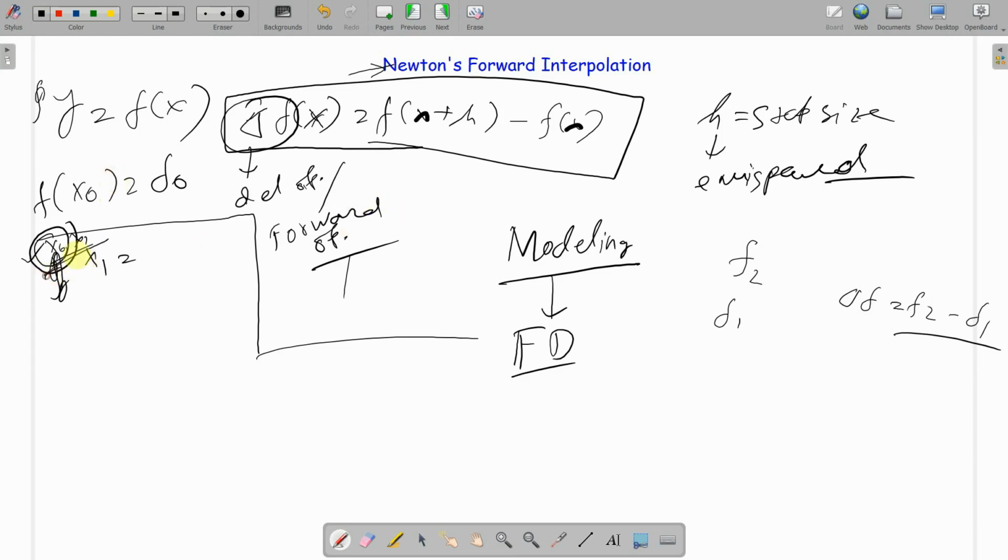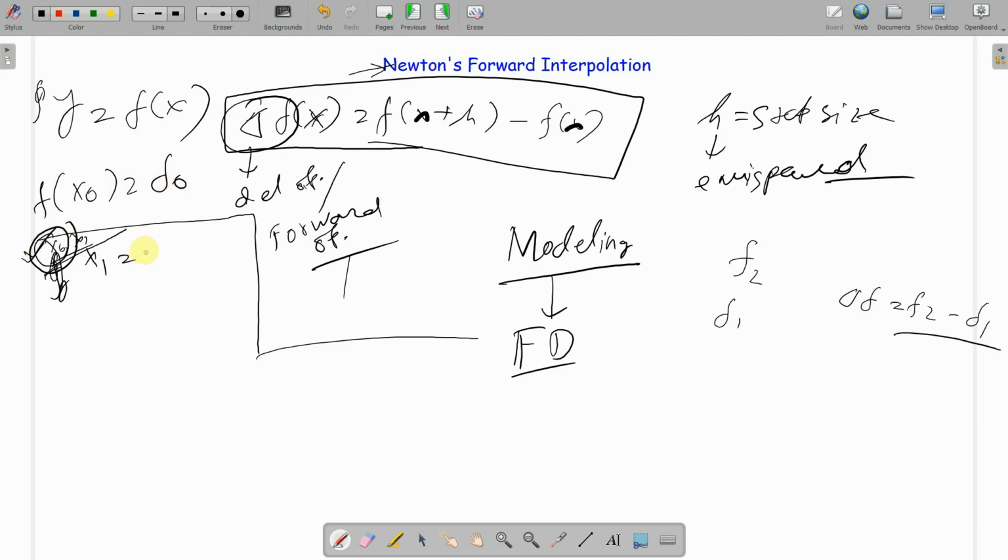And what to do if your x0 happens to be far away from the beginning, that thing will be discussed in the next class. I'm not discussing x0 now. I'll do a simple math in this class. Then after completing the backward interpolation, I'll be discussing this in detail.